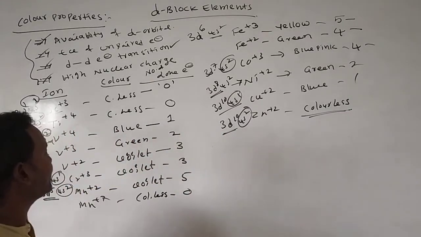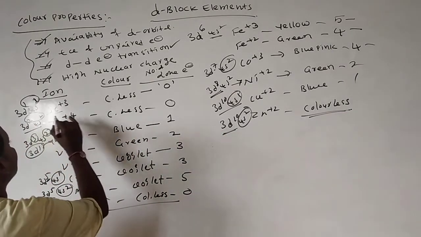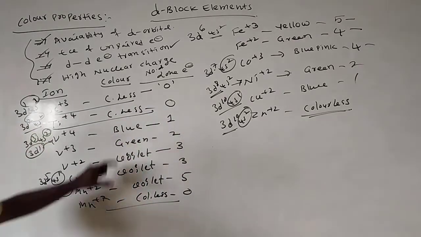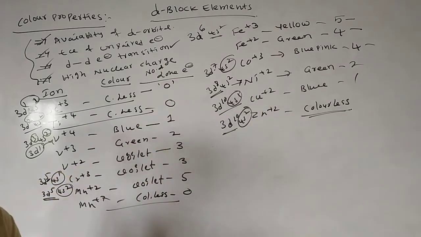Here completely filled, colorless. Here completely filled, colorless. Here we have the lone pair electron. Where the lone pair electrons are there, those exhibit the color properties.